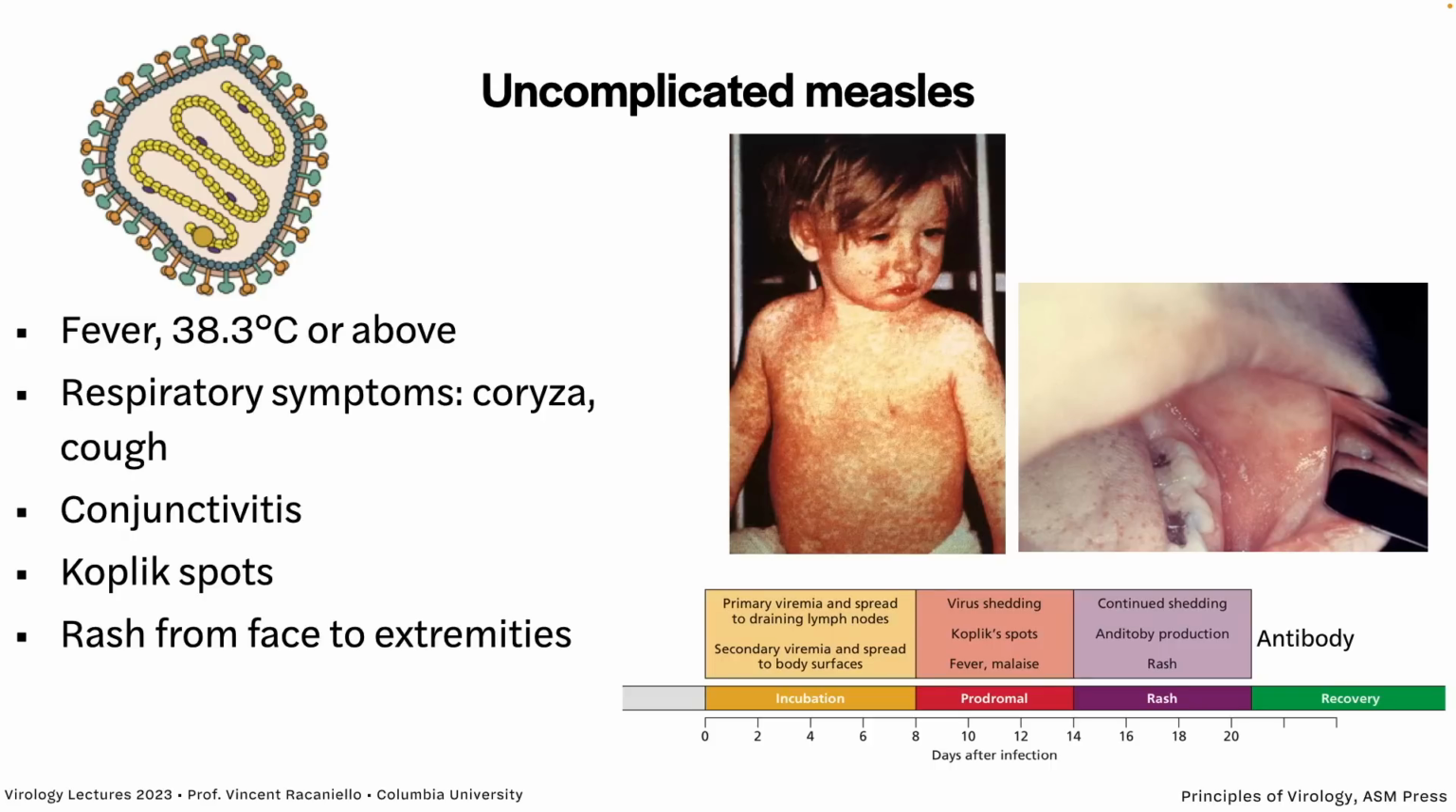So there's a timeline of measles infection. We have an incubation period where the virus is multiplying. Then there's a prodrome where you have a lot of symptoms not characteristic of the disease. You have fever, you have virus shedding, Koplik spots, and then the rash appears at around day 14. So, a little longer than we've been talking about so far.